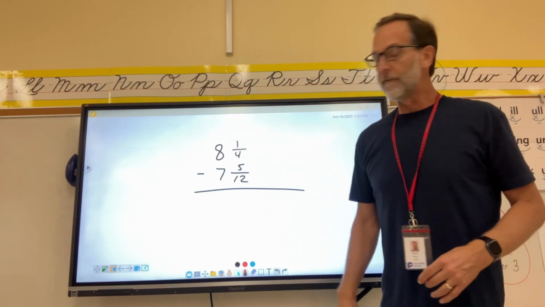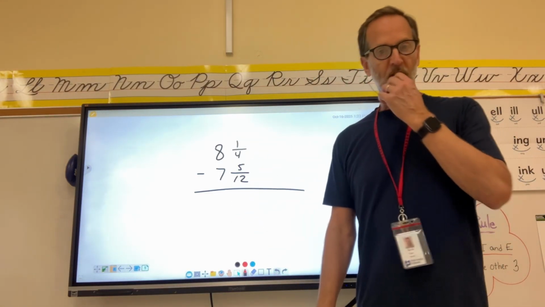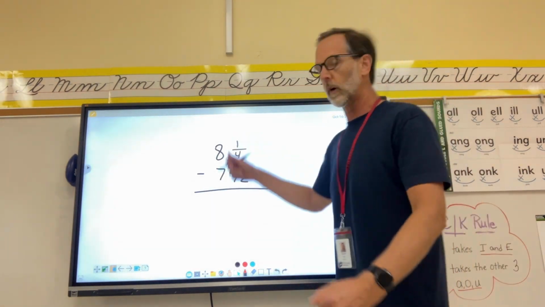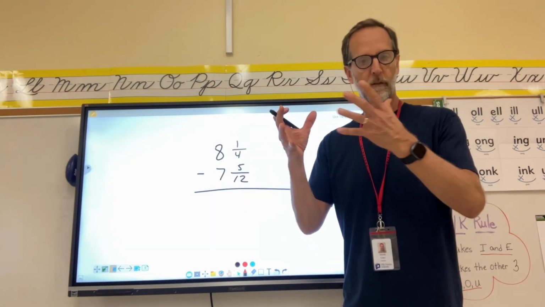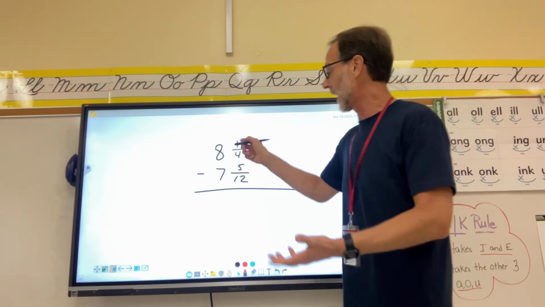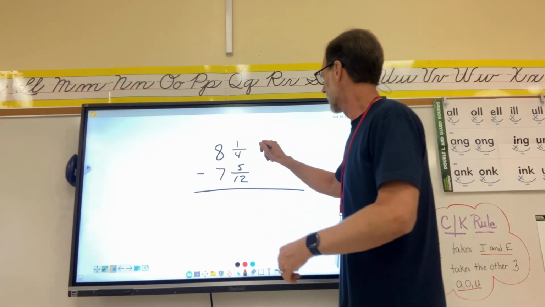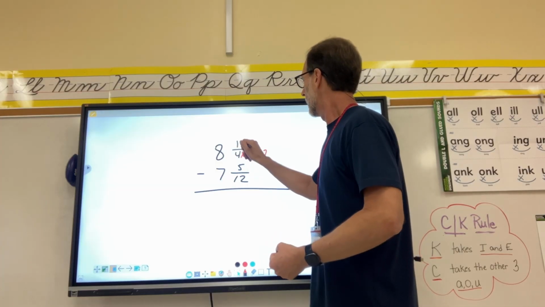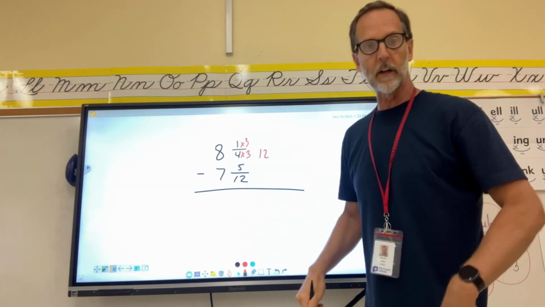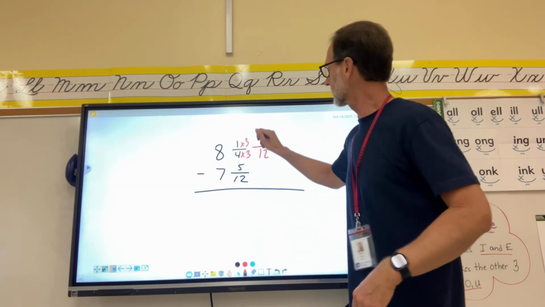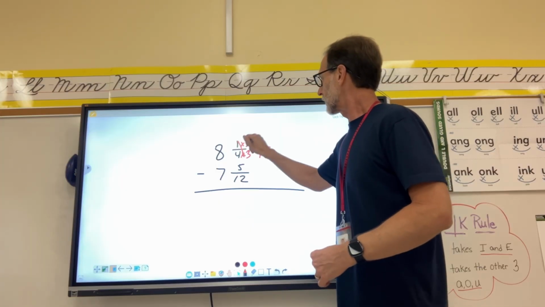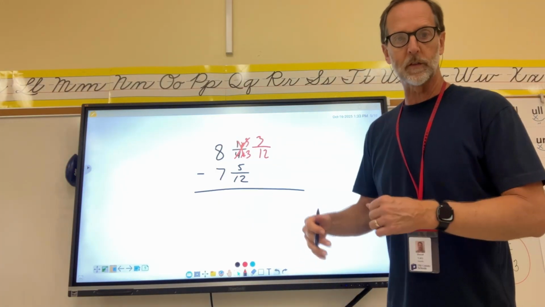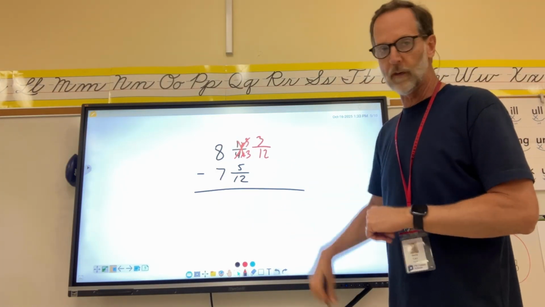I have 8 1/4. I want to subtract 7 5/12. Well, I have fourths and twelfths. Can't do that. I've got to make the fourths into twelfths if I can. Can I count by fours and get to 12? I can. It's times what? It's times 3. So I have to do that same thing, numerator, denominator. 1 times 3 is 3. So now I have 8 3/12, okay, instead of 8 1/4, equivalent fraction, same thing.